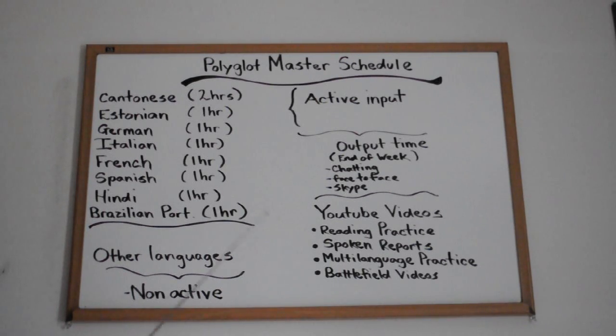Now, let's see, I have 1, 2, 3, 4, 5, 6, 7, 8. I have a total of 8 languages I intend to study actively.